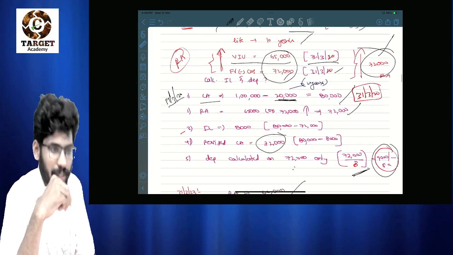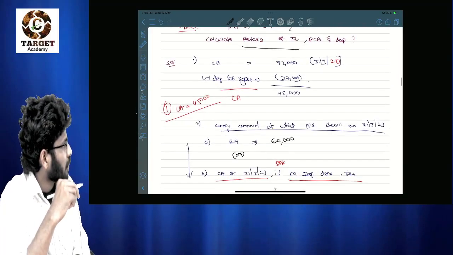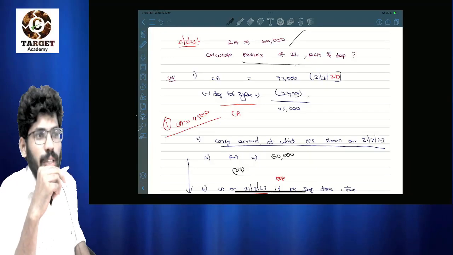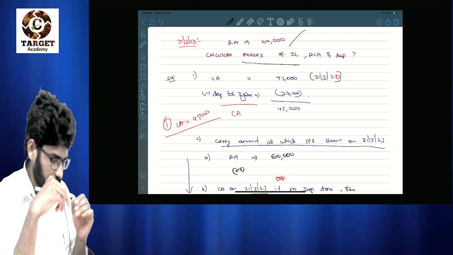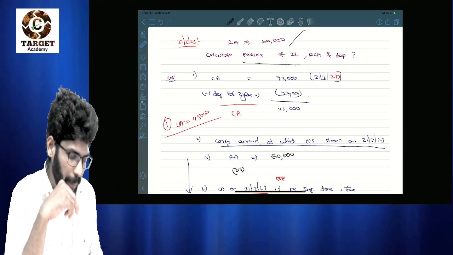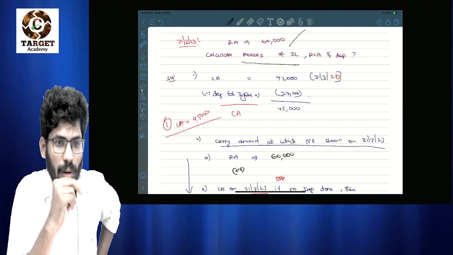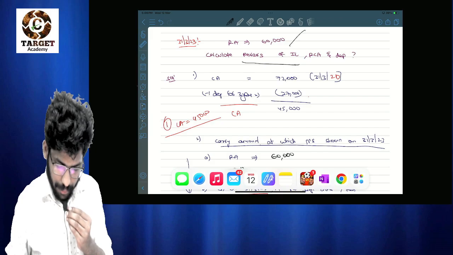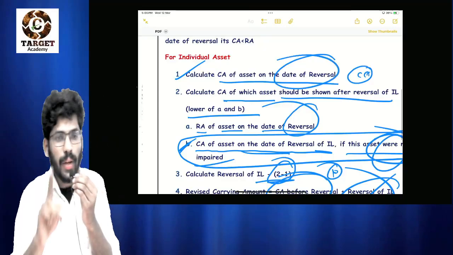Till now we have discussed the general scenario. Coming to the impairment loss concept, you already know the steps, right? Can you please repeat, what is step number 1? In case of impairment loss reversal, it is the carrying amount of the asset on the date of reversal. Correct or not?